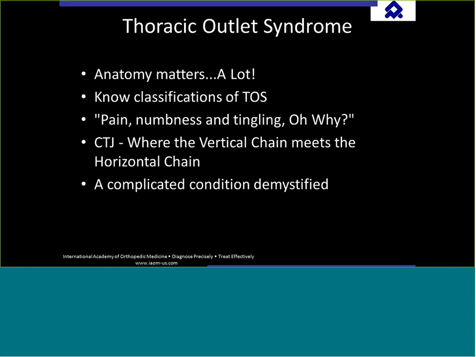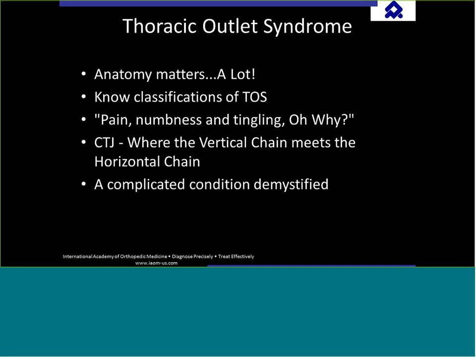And if you read my emails, I wanted to frame it up pretty clearly that the key things we're going to try to touch on: anatomy matters a lot. Know the classifications because it's relevant, so that you can understand what you're going to be able to help and not be able to help. Pain, numbness, and tingling, oh my. Now, if you got that, I'm impressed, because of course that could be lions, tigers, and bears, oh my. It was a takeoff on that, so if you laughed at that, I'm glad.